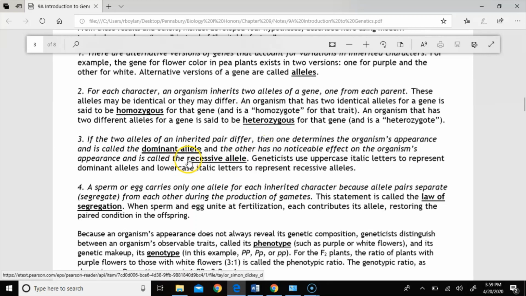So how do you ever look recessive then? Well, to look recessive, you would have to have two copies of the recessive allele. The only way to be white is to not have purple.